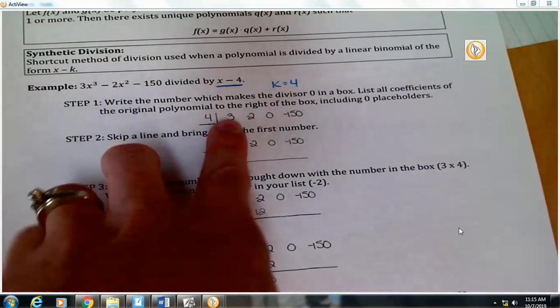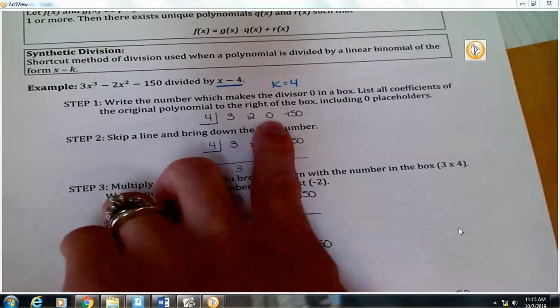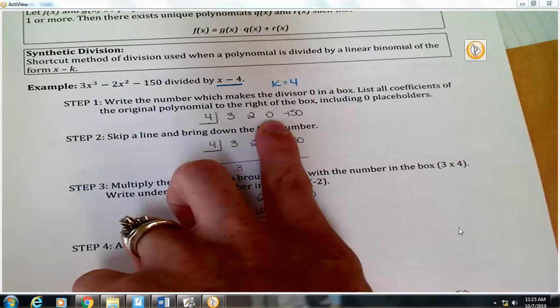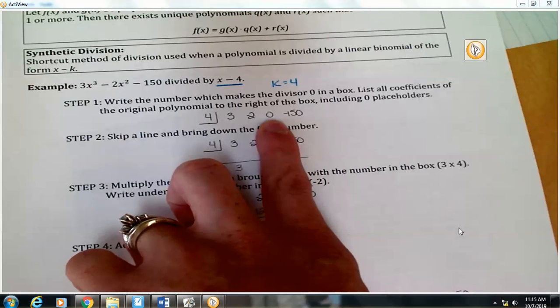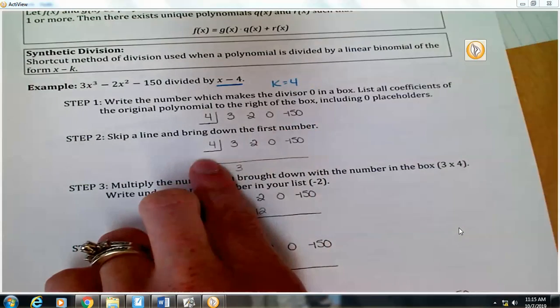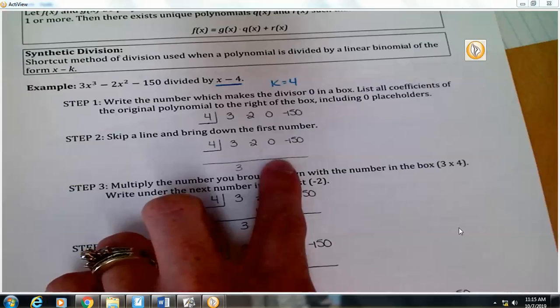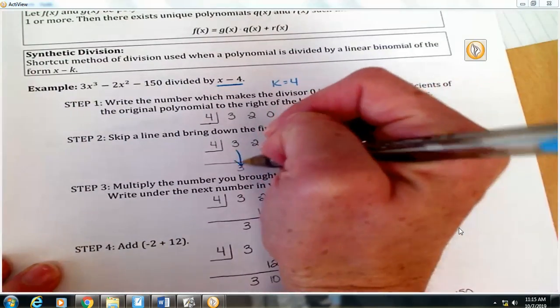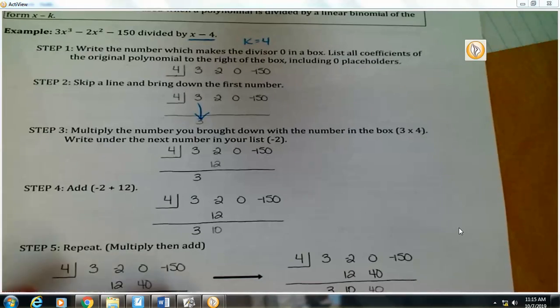You know, I notice I have a 3 and -2. Why did I put a 0? There's no x. Remember, in synthetic, you have to have that 0 as a placeholder. And you do need your constant. Okay, then we always skip a line, and the first number comes all the way down. So I drop the 3 all the way down to the bottom.